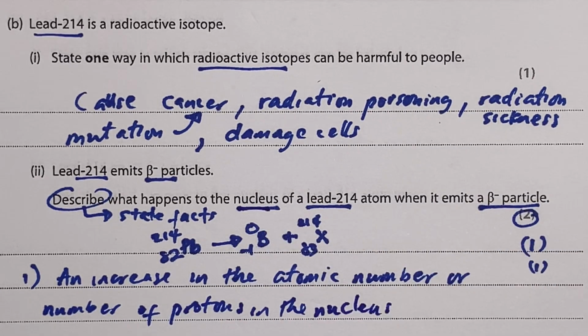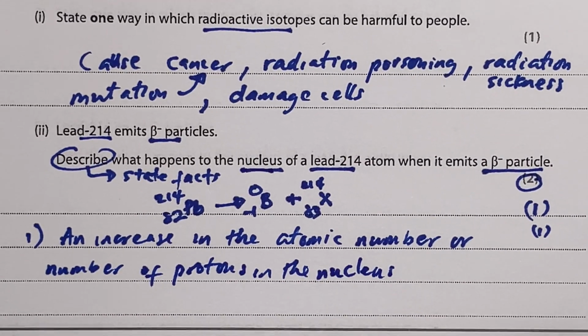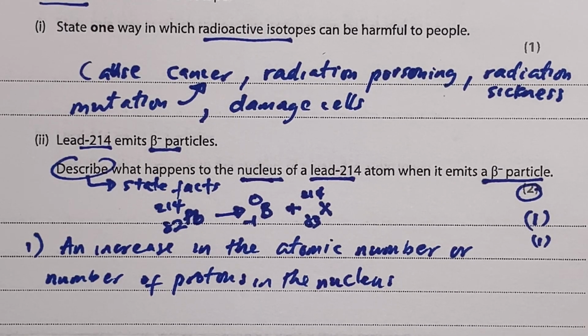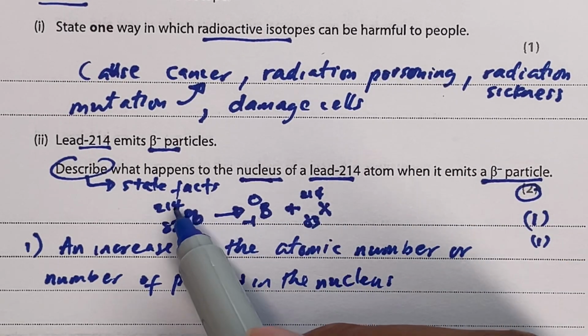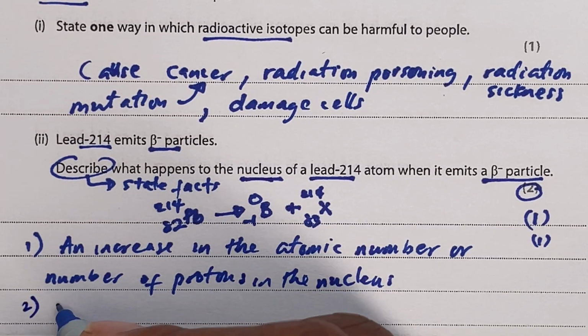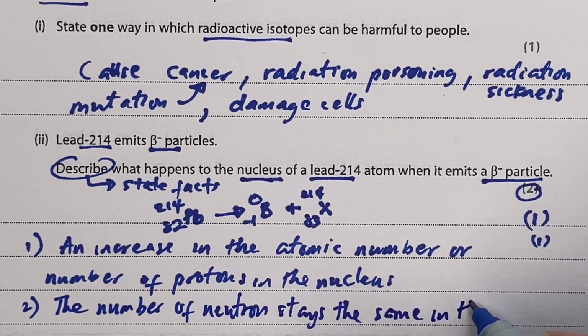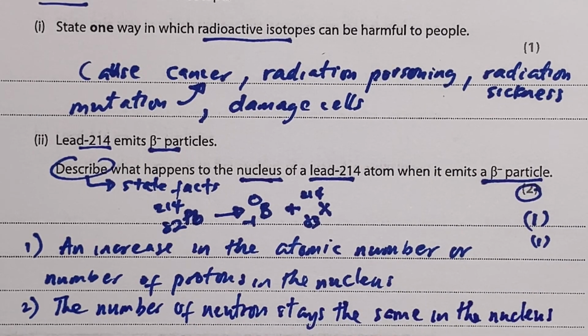because it says nucleus here. What other subatomic particle do we find in the nucleus? That would be a neutron. What's happening to the neutron? The neutron is staying the same. Neutron is not changing, as the mass numbers are still the same. So my second fact will be the number of neutrons stays the same in the nucleus. Okay, so that's my 2 facts for my 2 marks.